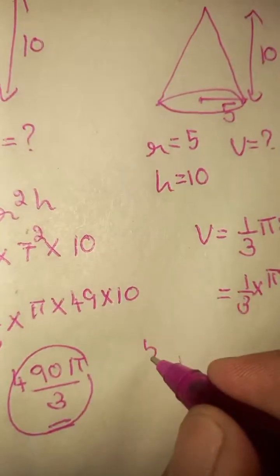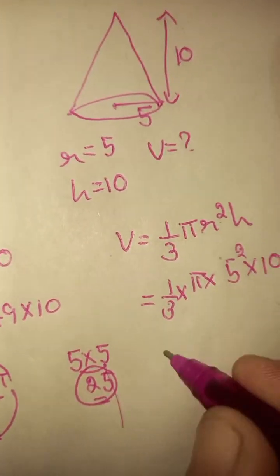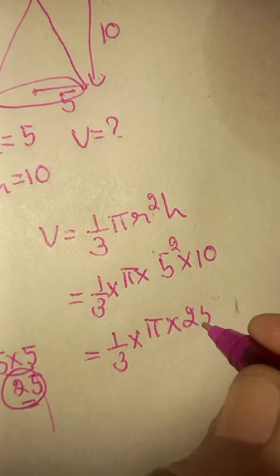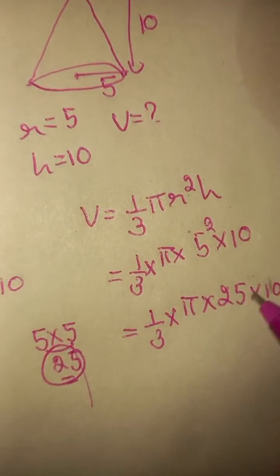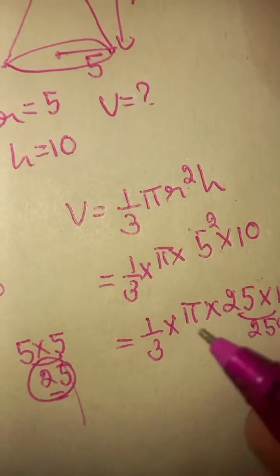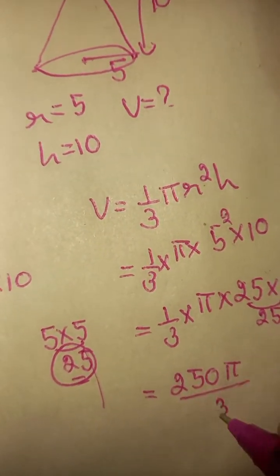Now 5 square means 5 times 5, which is 25. This is 1/3 of pi times 25 times 10. Now 10 times 25 is 250, and 250 times pi is 250 pi. So it is 250 pi by 3 cubic units.